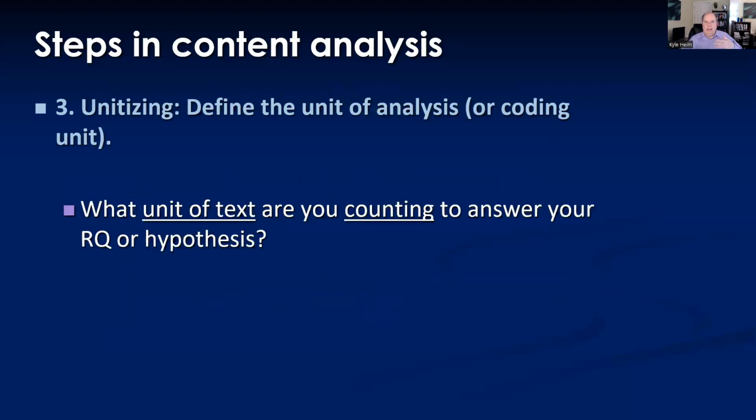Now, the next two steps kind of work together, so they kind of work in tandem. Step number 3 is about unitizing, which sometimes is a little hard to understand, but I'm going to do my best to try to explain it. So unitizing is about defining the unit of analysis, or it's also sometimes referred to as the coding unit for your content analysis. Remember, content analysis is a quantitative method. You are counting something or measuring something. What are those units that you are counting or measuring?